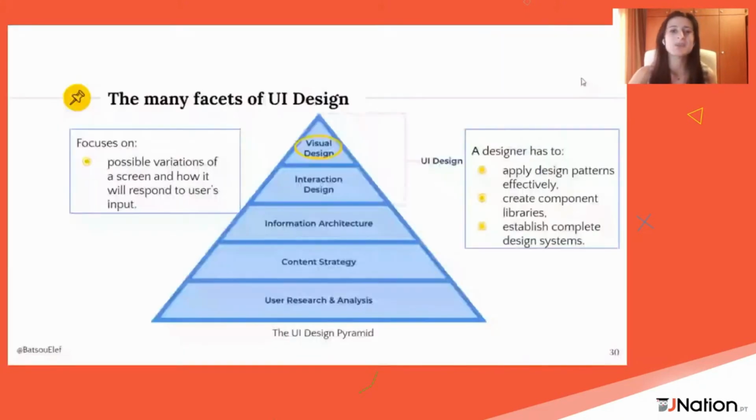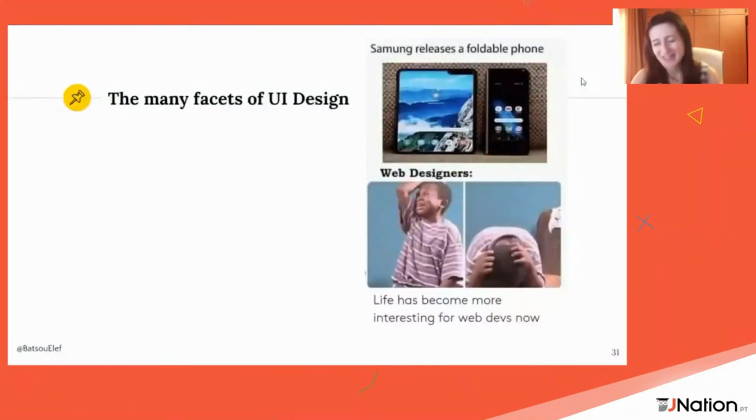Now, in the last step, which is the visual design, people focus on possible variations of the screen and how it will respond to user input. And again, here the designer has to apply design patterns effectively, create component libraries, establish complete design systems, and all of these kinds of things. And of course, let's not forget that a designer has to be prepared for different kinds of screens. So yes, sometimes we tend to forget about these things, but we shouldn't. I think that this image tells well what I mean.